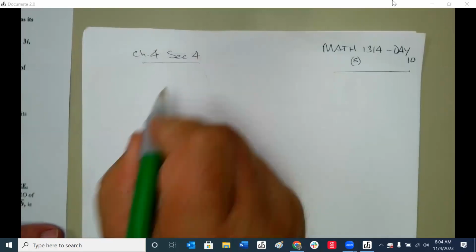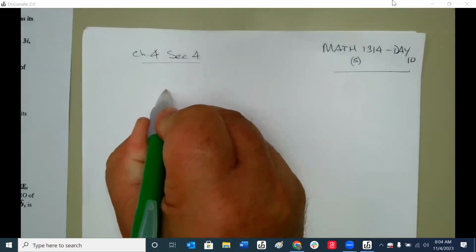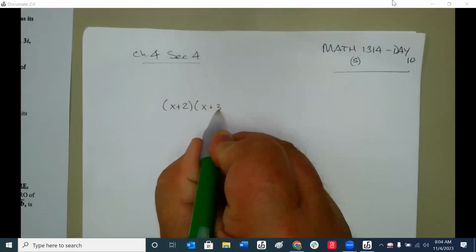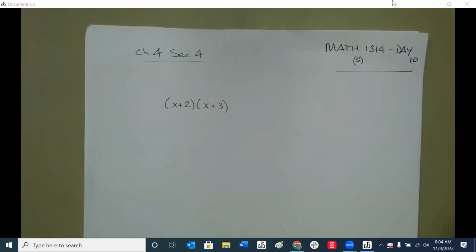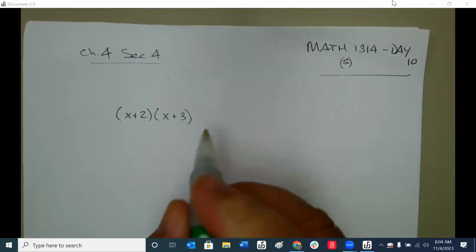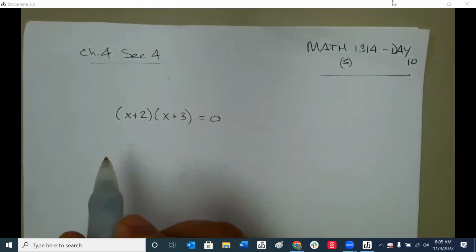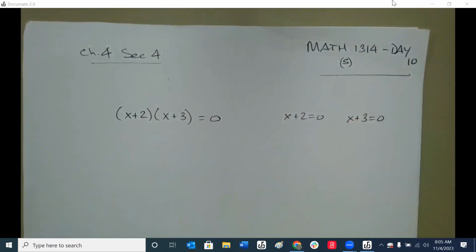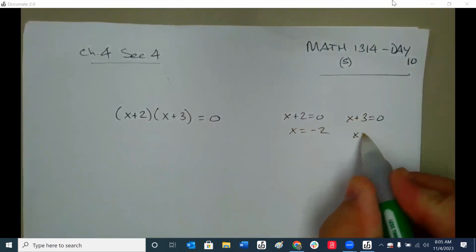So in chapter 2, when we talked about factoring, I gave you this equation. Actually, when we talk about distributivity and foiling and things like that. And if we set them equal to 0, we could find the x-intercepts. If it's set equal to 0, what are the answers? If we set these equal to 0, then we have to set both of these equations equal to 0. So x is equal to -2 and x equals -3.